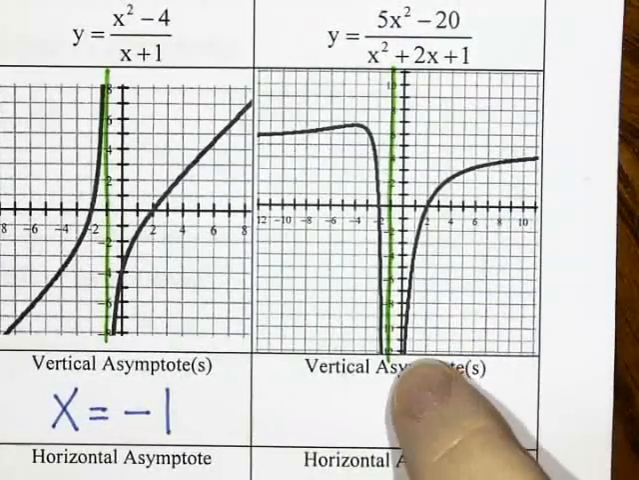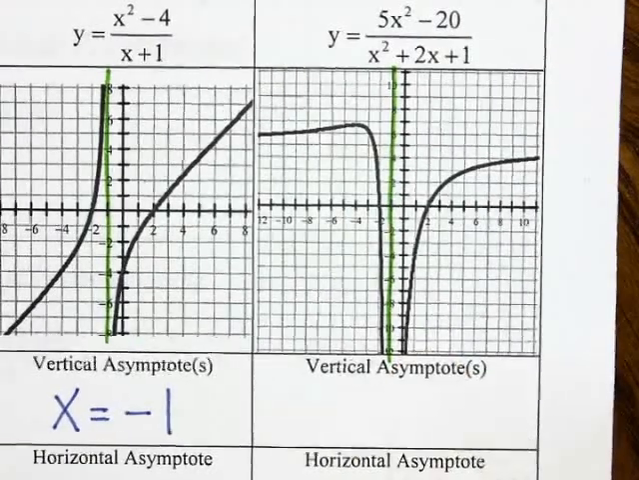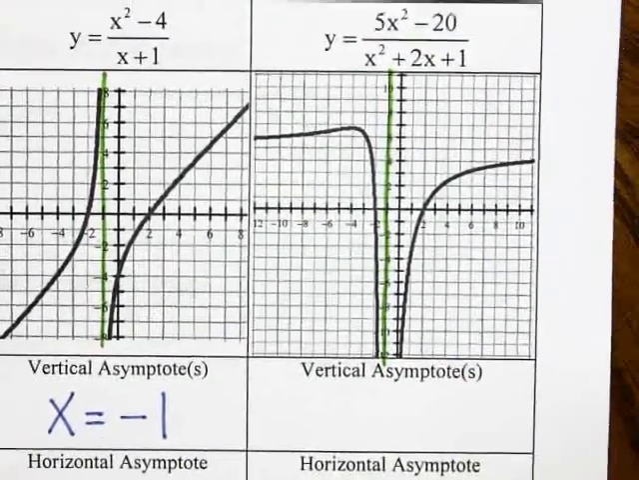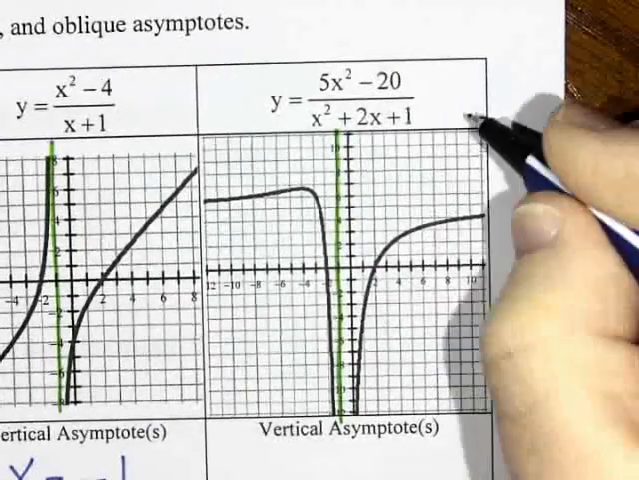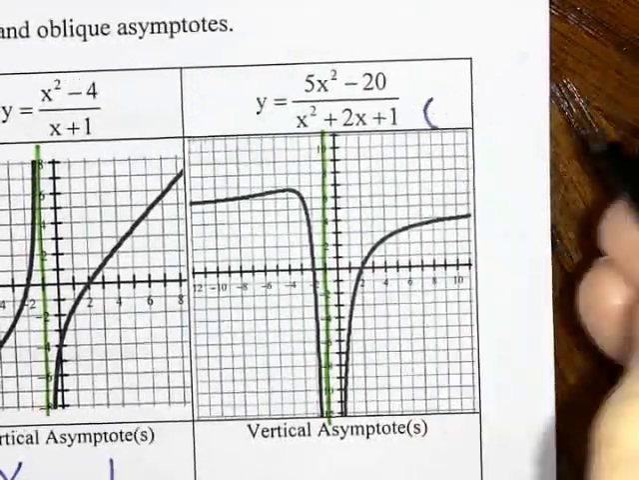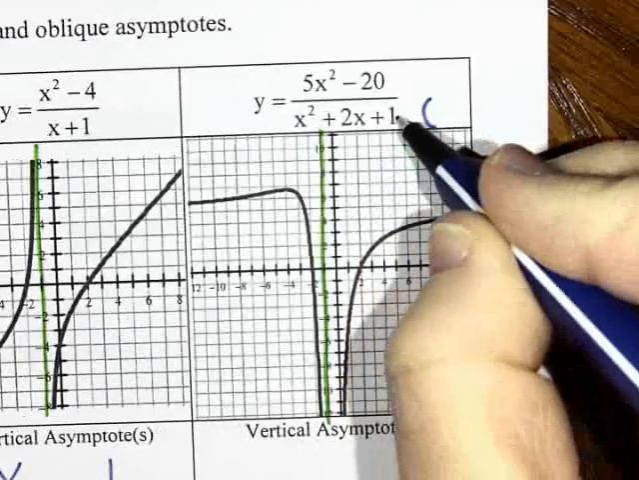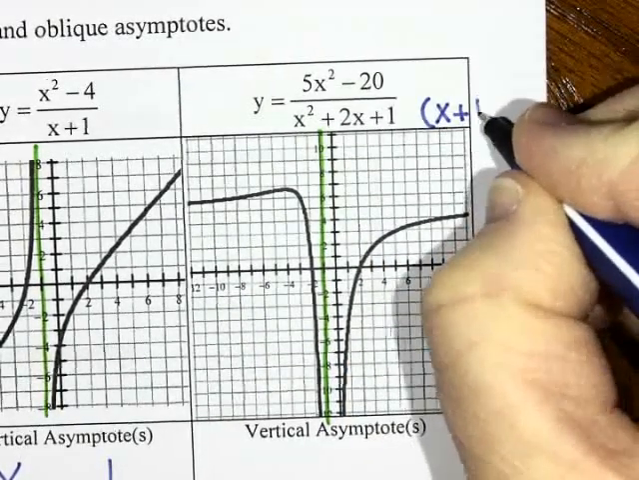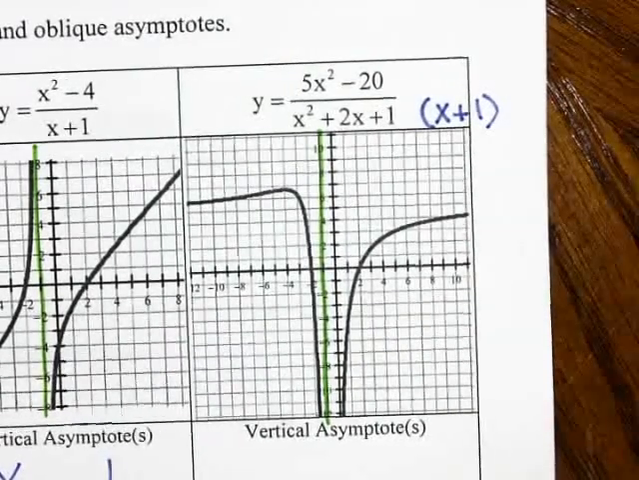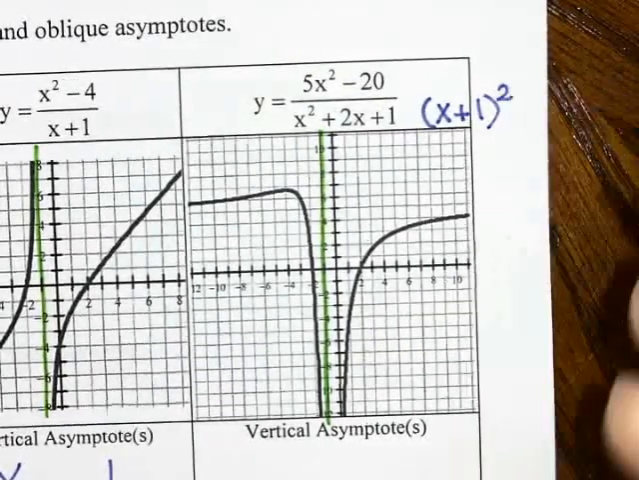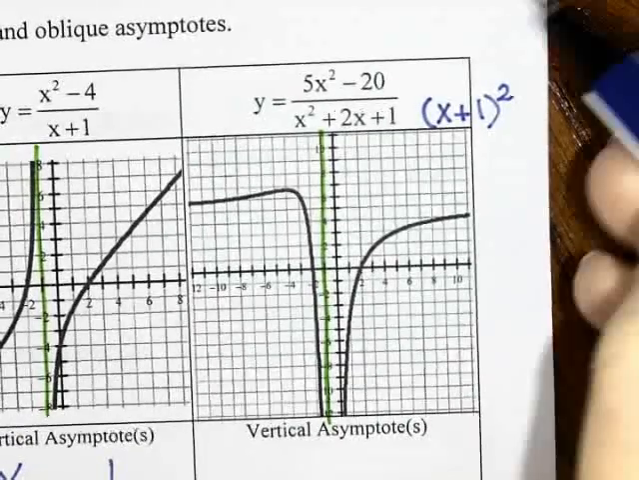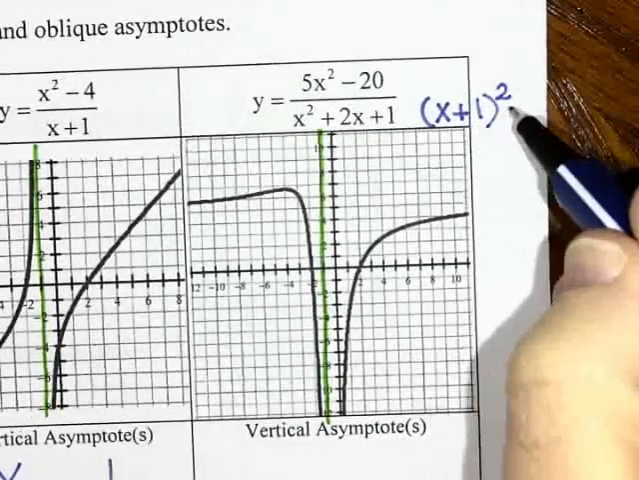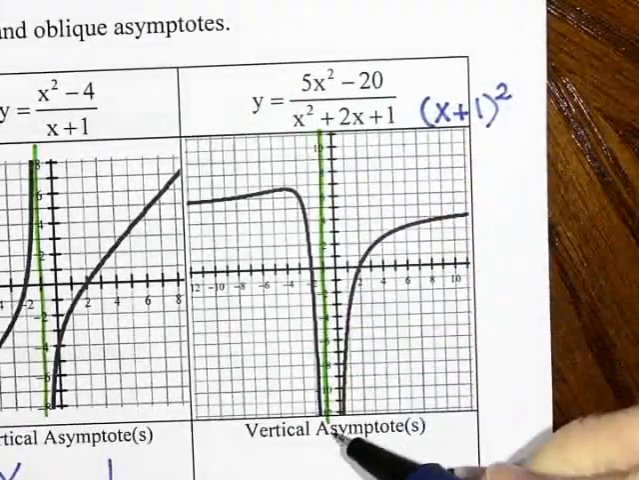Because it is hard to tell based on what we can see on the graph. Well, x squared plus 2x plus 1, if I factor that, two numbers that multiply to 1 and add to 2 would be 1 and 1. So this is x plus 1 times x plus 1, or x plus 1 squared. So in the denominator, it's x plus 1 squared. So I know that it's going to be at -1.